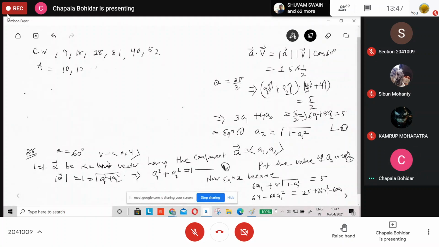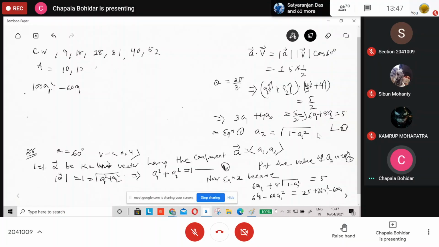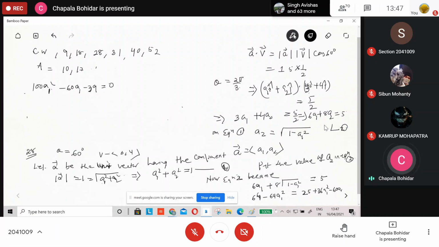So here it is. We get our quadratic equation: 100 a1 square minus 60 a1 minus 39 equal to 0.